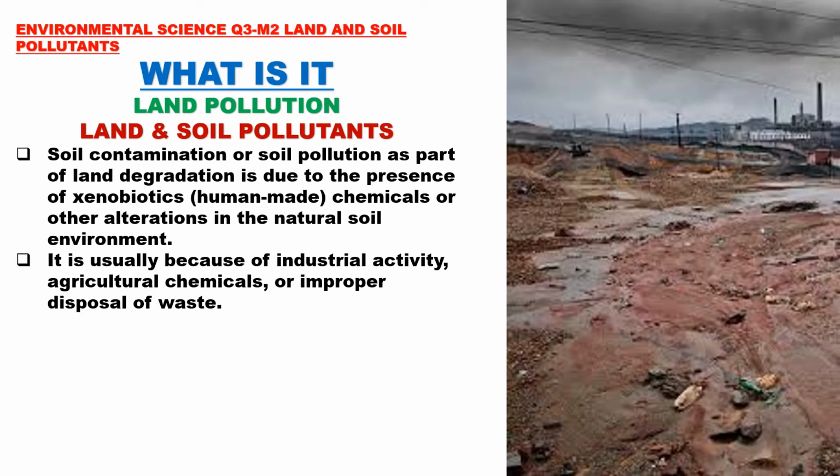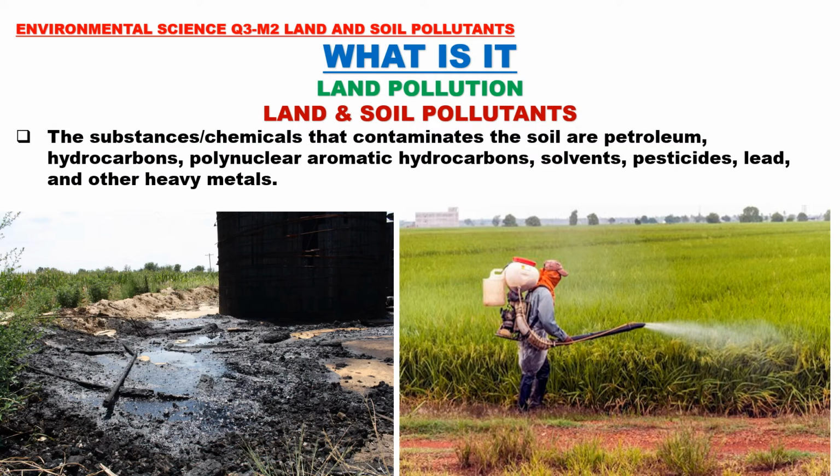Soil contamination or soil pollution as part of land degradation is due to the presence of xenobiotics or human-made chemicals or other alterations in the natural soil environment. It is usually because of industrial activity, agricultural chemicals, or improper disposal of waste. The substances or chemicals that contaminate the soil are petroleum, hydrocarbons, polynuclear aromatic hydrocarbons, solvents, pesticides, lead, and other heavy metals.